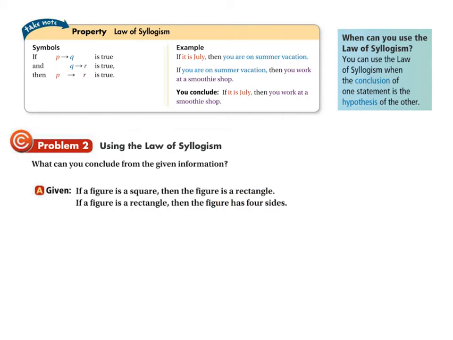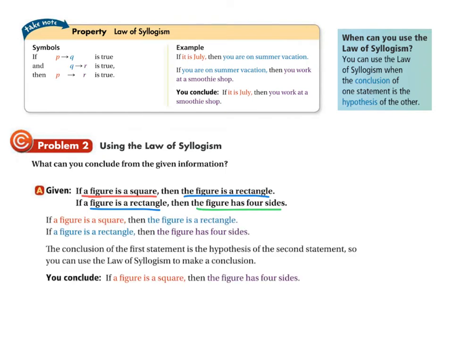So is the conclusion of this one, and we could say like this, if a figure is a square, then the figure is a rectangle, okay? And if the figure is a rectangle, then the figure has four sides. Yeah, the conclusion of one is the hypothesis of the next one. So we can then put it together with the law of syllogism to say, if a figure is a square, then the figure has four sides.